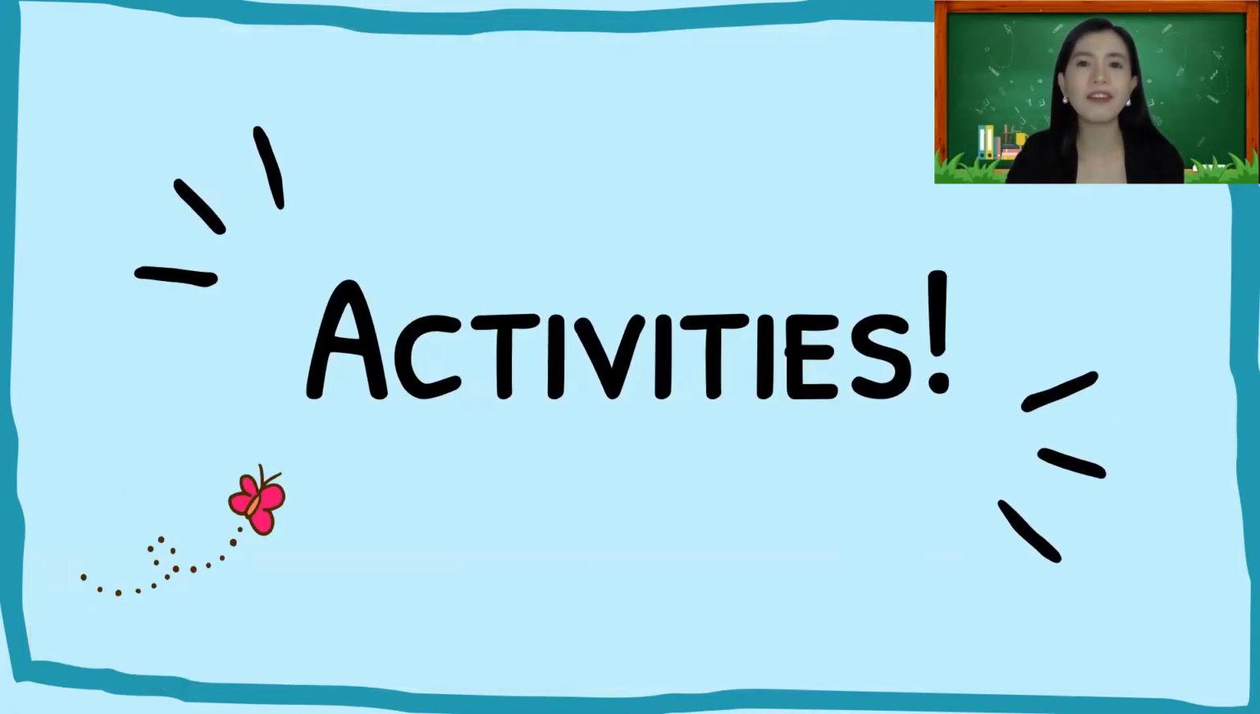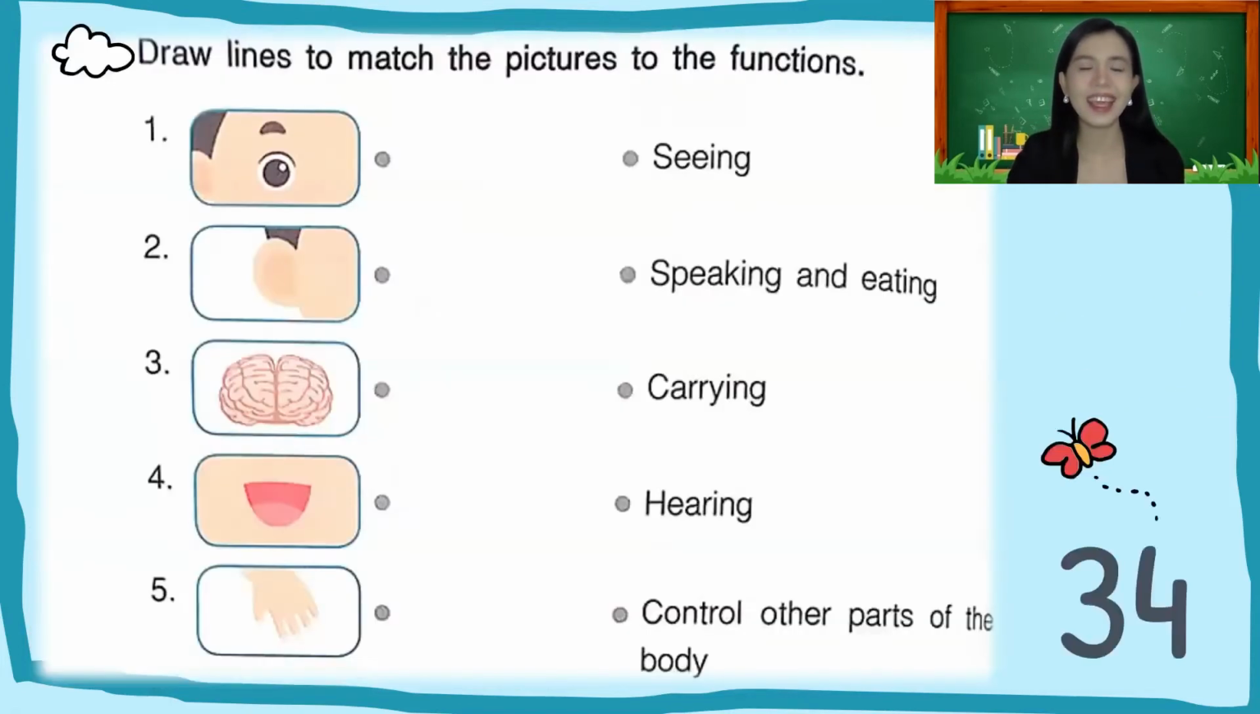Now, I think it's time for activities. For your activity, open your science book to page 34. The direction says, draw lines to match the picture to the functions. Let's try to read the instruction all together. Follow my arrow, okay? Draw lines to match the pictures to the functions.